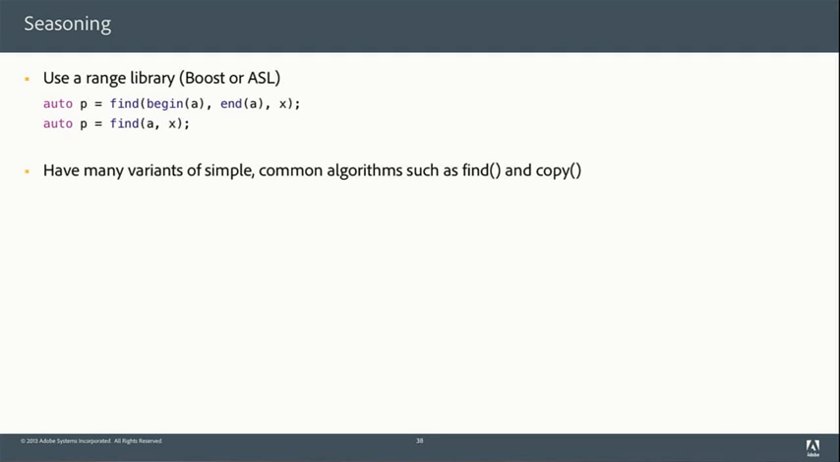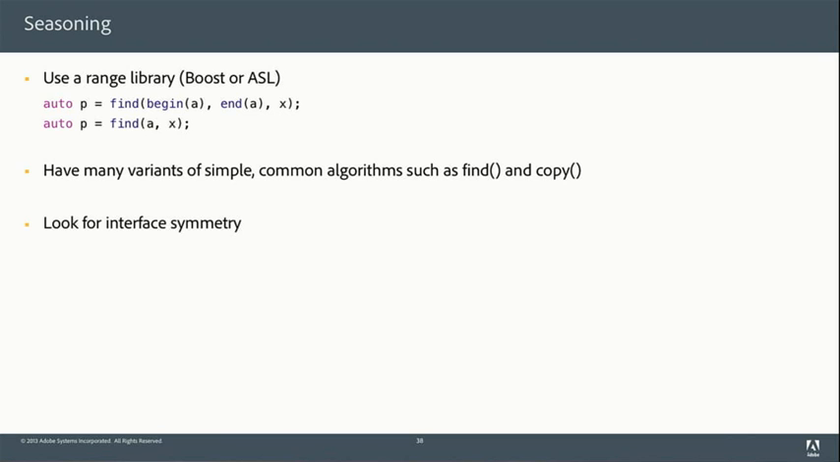Okay. Have many variants of the simple algorithms. So find and copy are very simple algorithms that you're going to use a lot. So don't be shy about having copy bounded, copy with a sentinel, copy n. Okay, so you're going to be doing lots of different kinds of copies. You're going to be doing lots of different kinds of finds, right? So have just a whole collection of them.